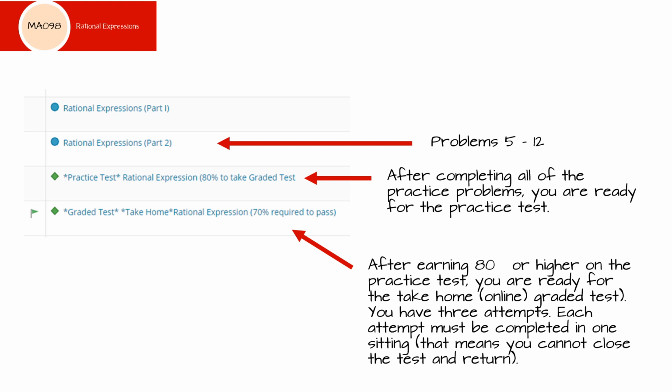Now remember, you only have 3 attempts. Each attempt must be completed in one sitting. That means you cannot close the test and return to it later. If you do close it, that counts as one attempt.